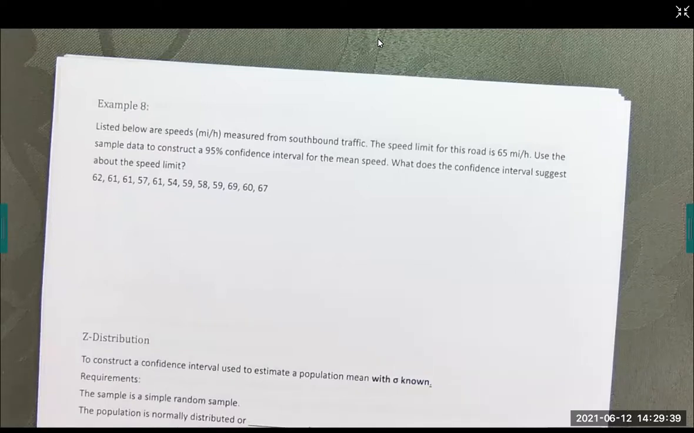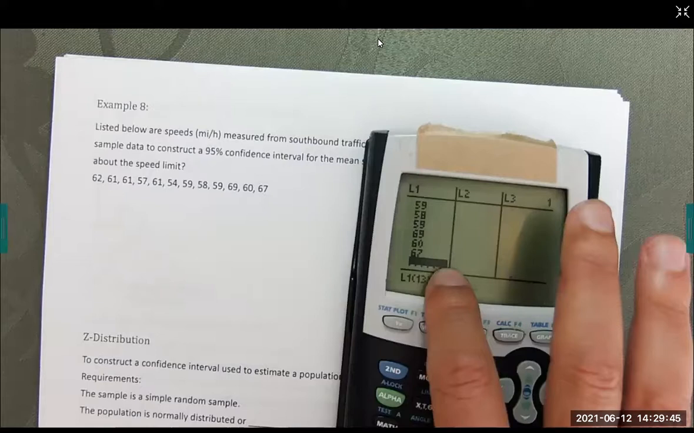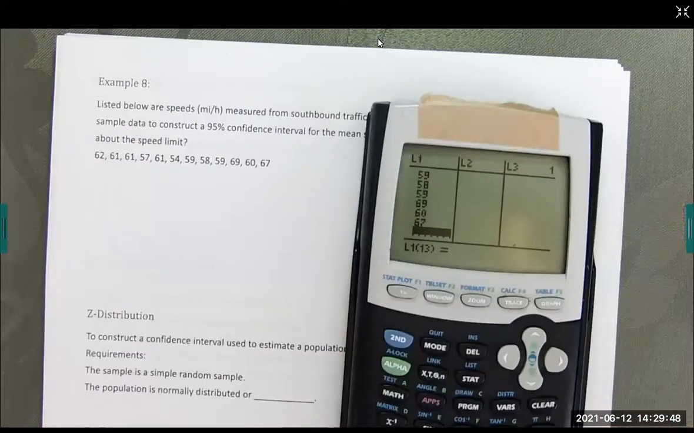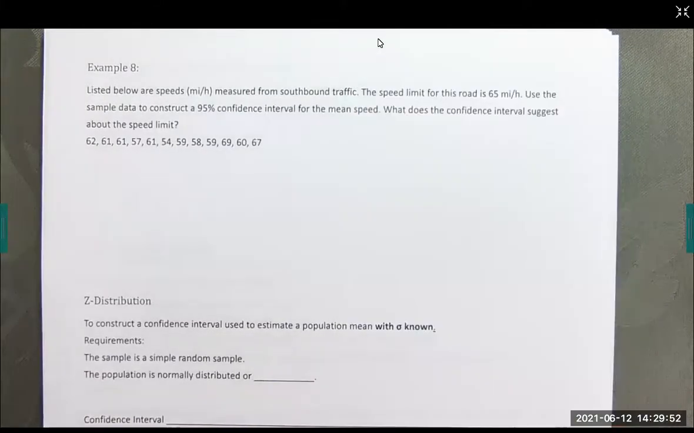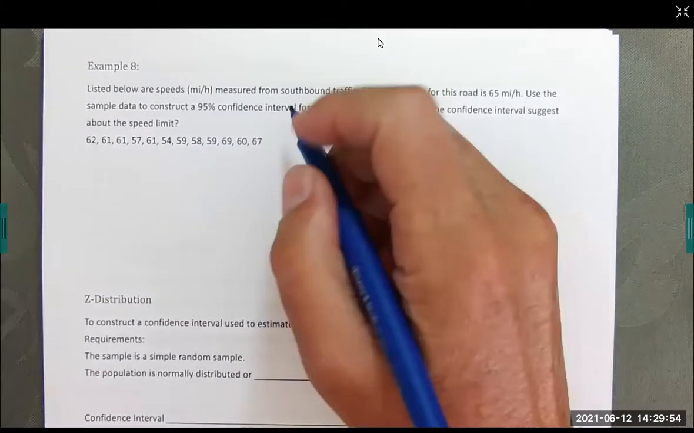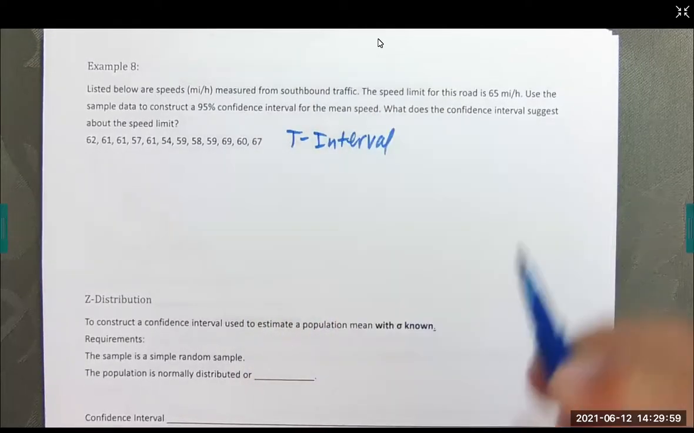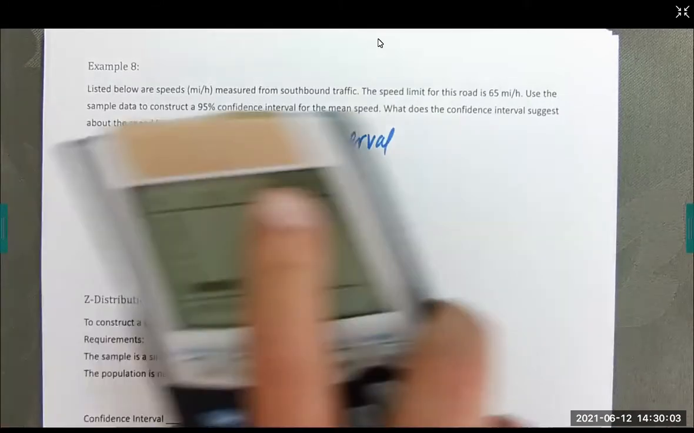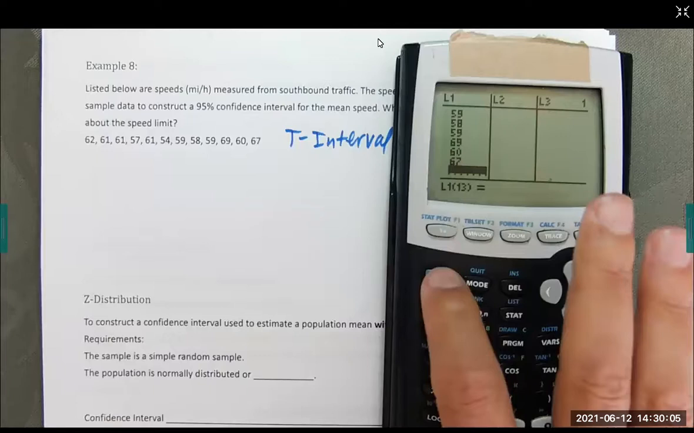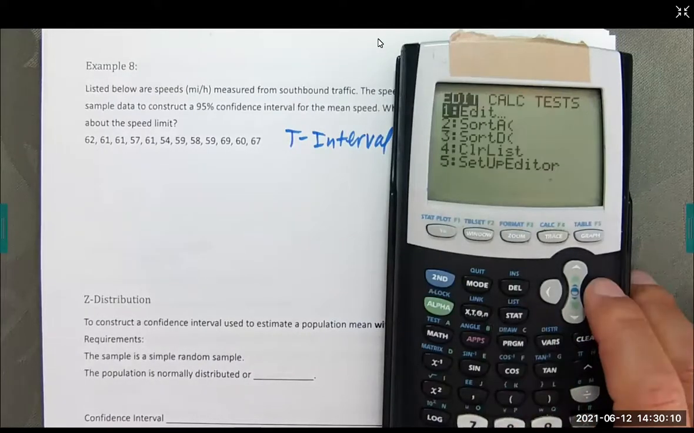All right, so I have already inputted this into list 1. You may need to pause this video so that you can put yours into a list. It doesn't matter which list. But once you get it there, once again, we're going to be using T interval. So I'm going to quit out of this. And to get there, I go to stats, tests, and down to T interval.